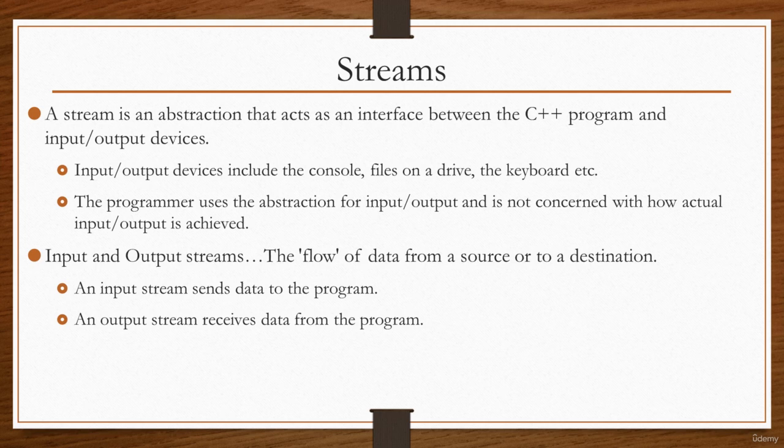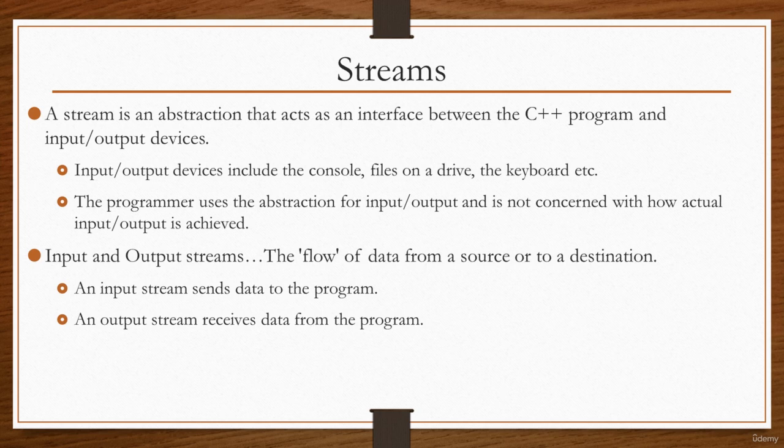For example, we can use a stream to open a file. And then any input or output operations that we perform on that stream will be physically reflected in the file on our drive. We'll talk more about files in future lectures in this lesson. So the programmer uses the abstraction for input and output and is not concerned with how the actual input-output is achieved. Having to write our own library would be very complicated, so we can just use what exists already.